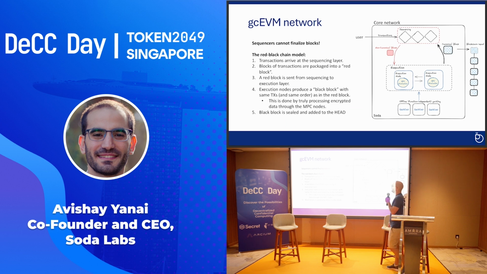This is the overall view of the GC EVM network. We know that we must separate between sequencers and executors. And this is true for every MPC-based chain. I'm not sure it's true for TEE-based chains, but we can talk about it later. But for every MPC-based chain, this is true because of a simple reason: the sequencers cannot finalize blocks.